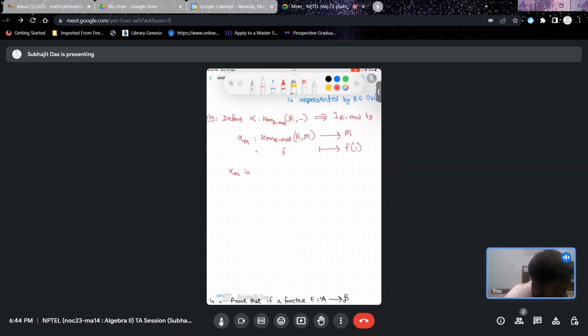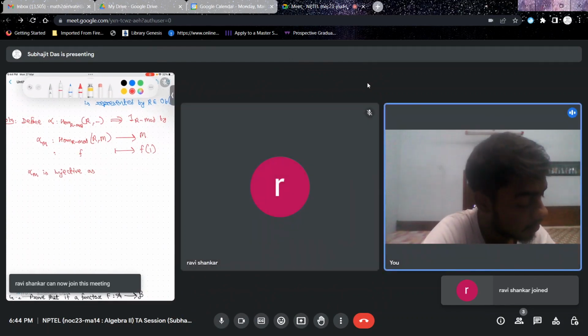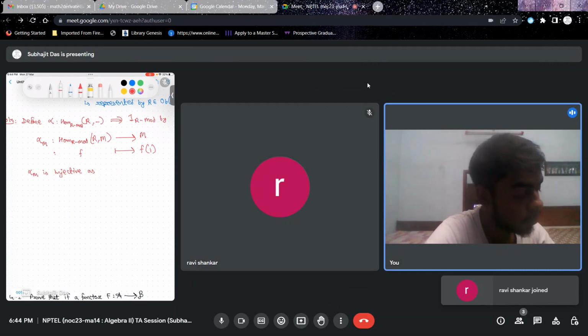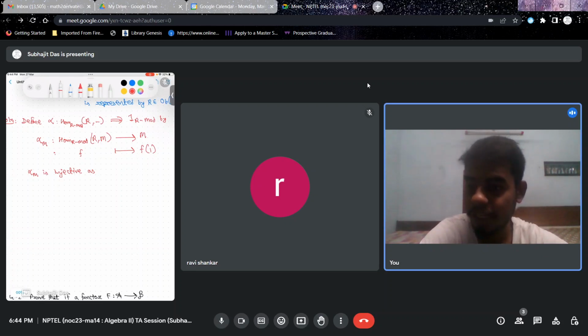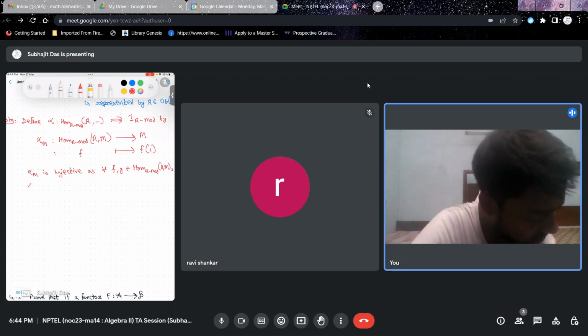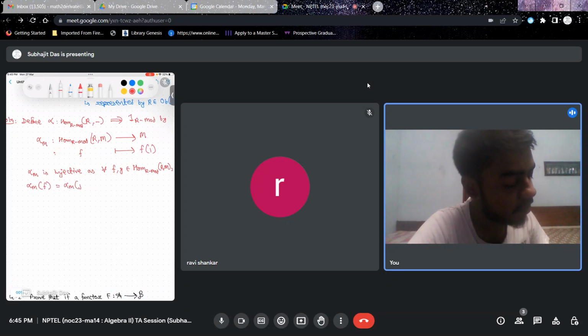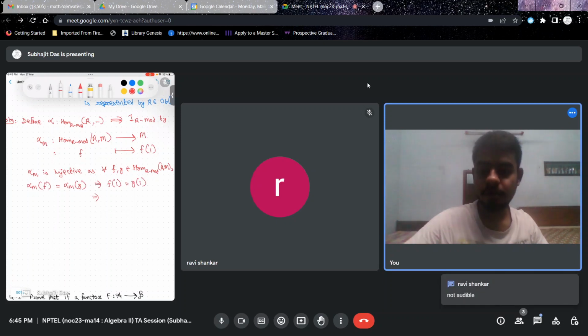Alpha at M is injective. This is true because if you have two R-linear mappings of R into M which agree on 1, then the maps have to agree. So alpha at M is injective as for all f, g in the Hom set from R to M, alpha at M of f equals alpha at M of g implies f of 1 equals g of 1, which therefore, sorry, I am not audible.